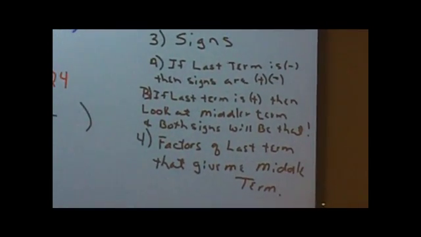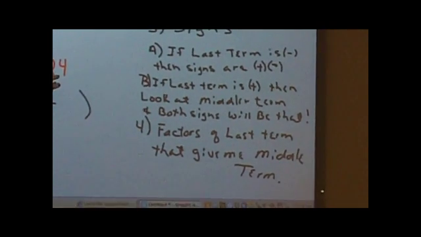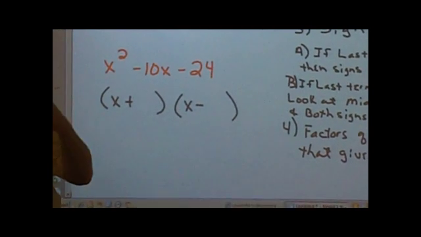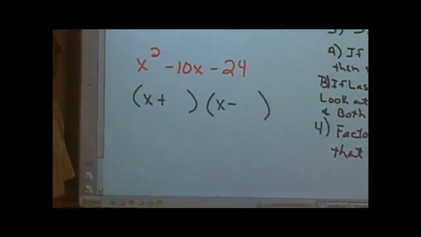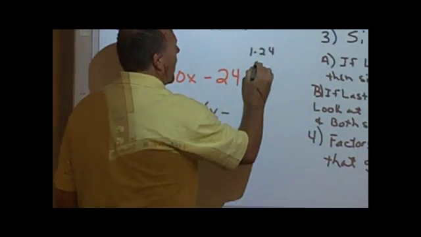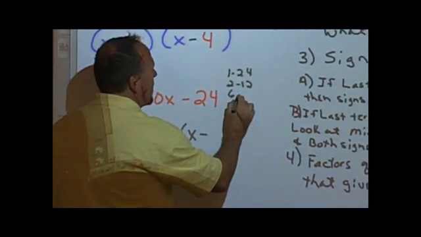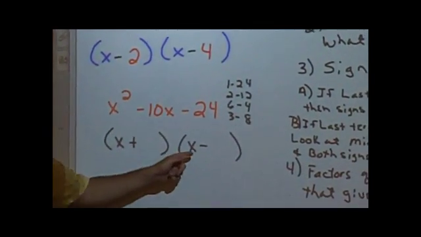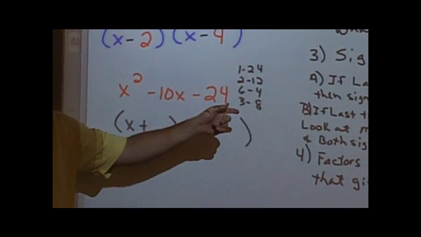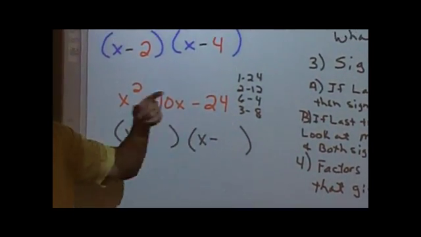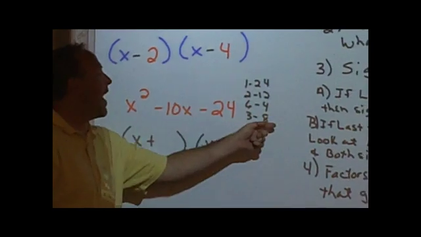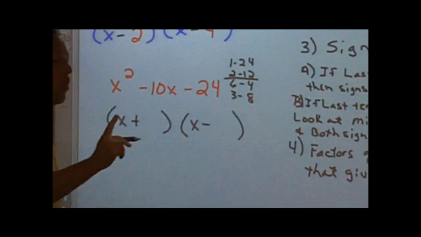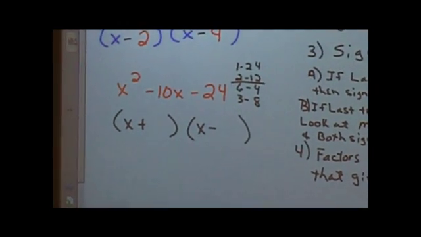Now I'm thinking to myself, okay, my fourth step says I need the factors of 24. Write your factors down. When it becomes so common that you don't have to, then you don't have to. Right now, write your factors down. I got 1 and 24, 2 and 12, 6 and 4, 3 and 8. My signs are opposite, so what am I doing with my factors? Subtracting. So which factors, when I subtract, will give me 10? 2 and 12.